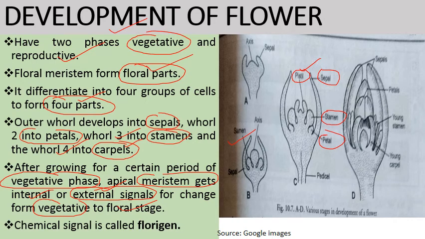The chemical signal which is produced during this conversion is known as florigen, which is responsible for the flowering. And this is a hypothetical hormone, it is not isolated yet. Abhi tak isko isolate nahi kiya gaya hai. This is a hypothetical hormone, and this hormone is responsible for flowering in plants.